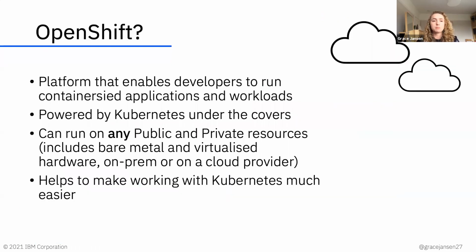We can also utilize platforms like OpenShift, for example, taking Kubernetes and taking it one step further. These types of platforms enable developers to run their containerized applications and workloads, and they're powered by Kubernetes under the covers. They can run on any public or private resources, and they make working with Kubernetes a lot easier and a lot more manageable. So platforms like this can be really useful when trying to make full advantage of that underlying infrastructure.